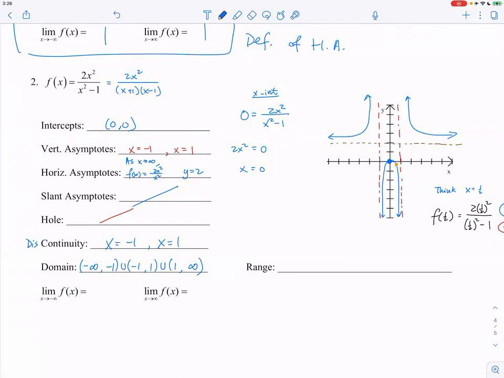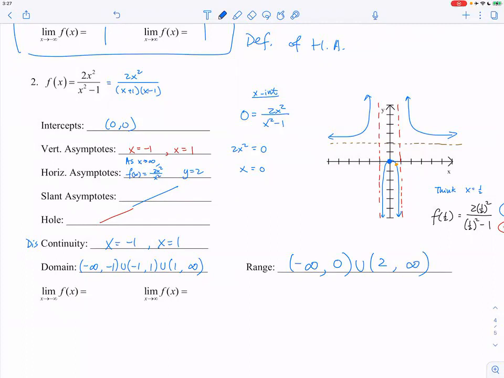Now the range, it's going to be from -infinity. If you look at the graph, it seems like the highest point down there is just 0. So it seems like there's a gap between 0 and the horizontal asymptote. And that's fine. So we will say from -infinity all the way up to 0. And then it picks up again above 2, and it works its way up.